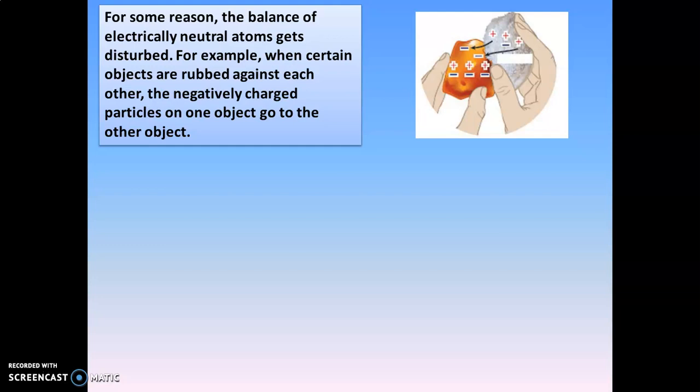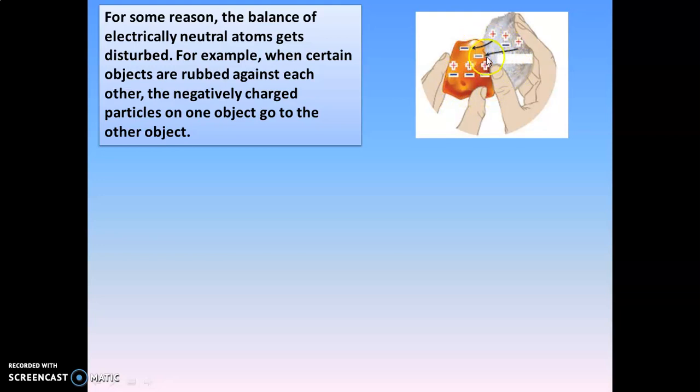Like for example, when certain objects are rubbed against each other, the negative charge particles on one object go to the other object. Now look here carefully. I have two objects. One object is shown with yellow color. One object is shown with white color. I am rubbing these two objects.